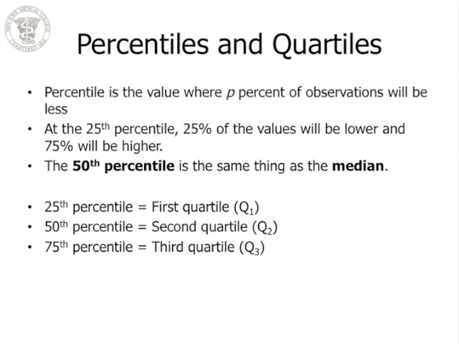Oftentimes, the percentiles are described as quartiles. So the 25th percentile is the first quartile, the 50th percentile is the second quartile, the 75th percentile is the third quartile, etc. You can use whatever percentile you want and divide them up as you see fit.